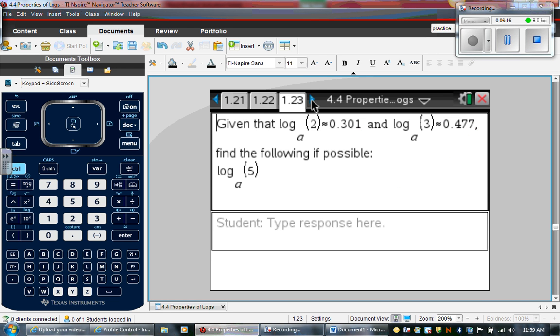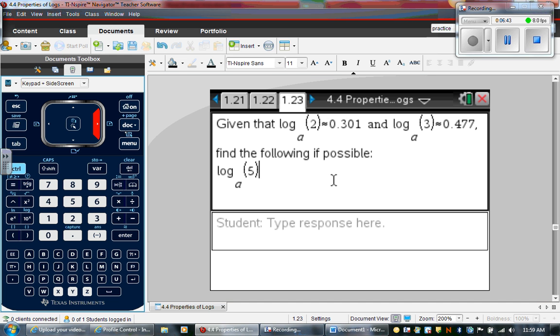Okay, given that log base A of 2 is approximately 0.301 and log base A of 3 is approximately 0.477, find the following if possible. Log base A of 5. All right, so we need to try and figure out, is there something that we can do? Is there some way that I can break this 5 up that will allow us to use log base A of 2 and log base A of 3?